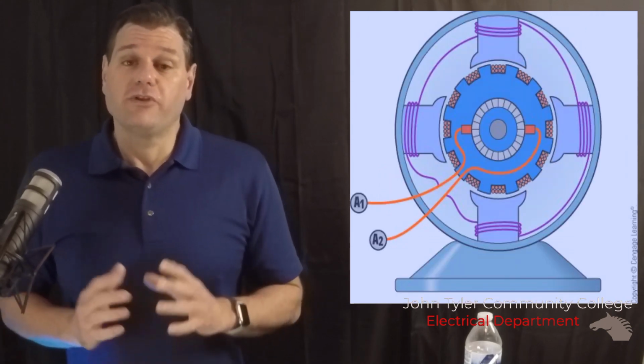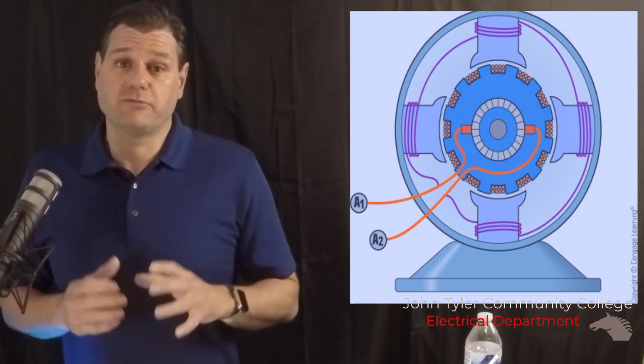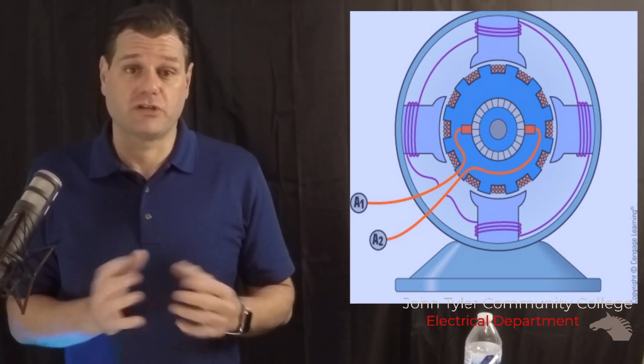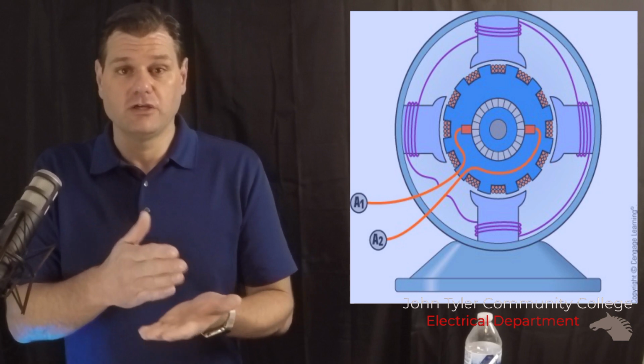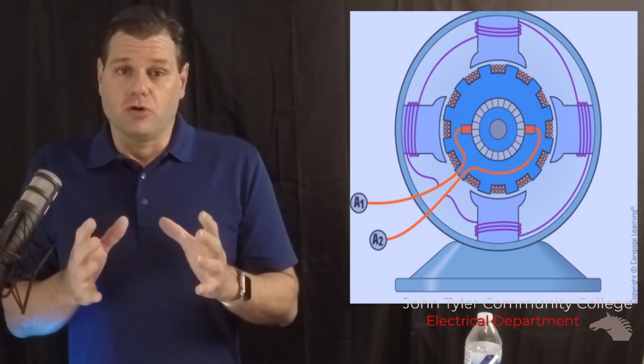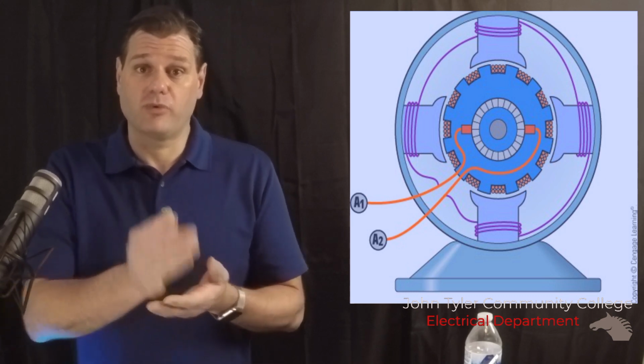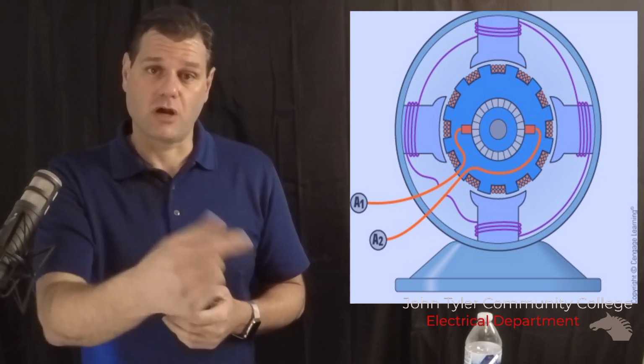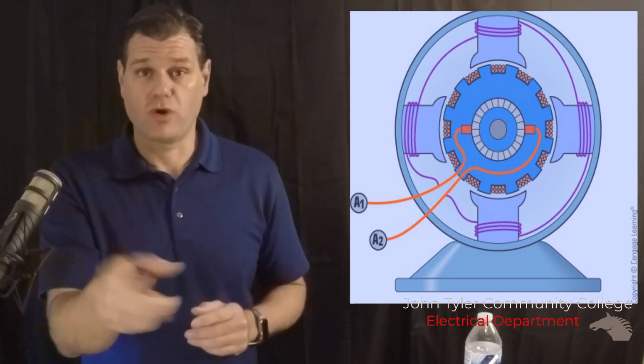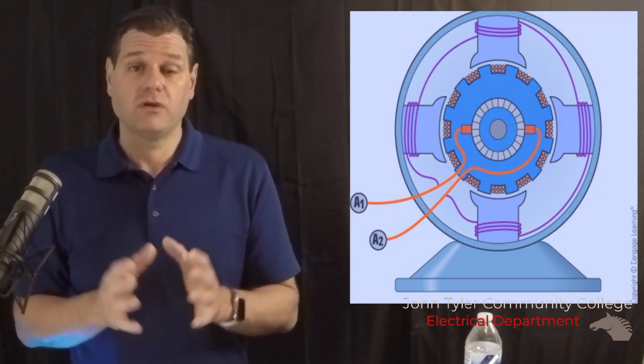Okay, the next one's called the shunt. The shunt is essentially a parallel. So shunt is another term for parallel or a shorter path. So our series, the original one, it was a constant flow. We went in one wire, we went through the brushes, through the armature, back out the other brush, through the windings, and back out the motor or generator.